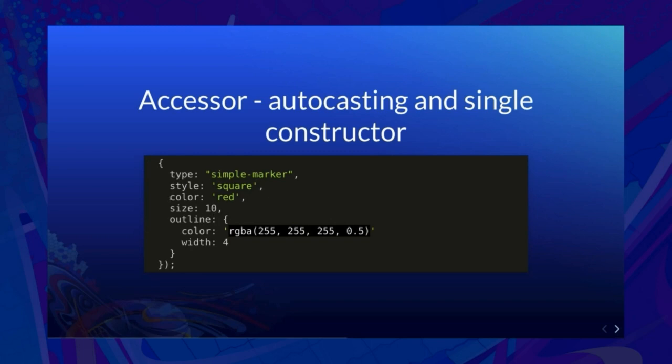We're going to convert this to a color module that we have. So it's going to instantiate a new color. It'll also instantiate a new outline, which is going to be a different class in the API.